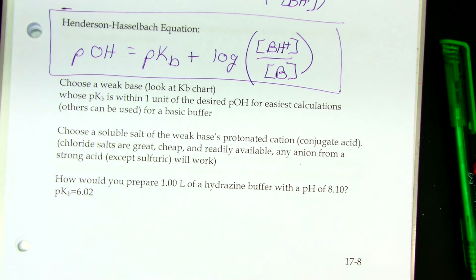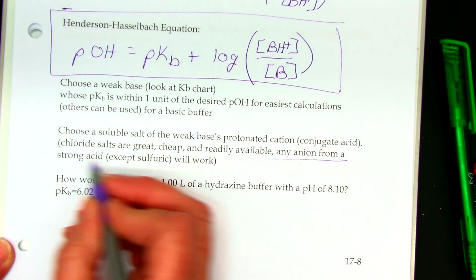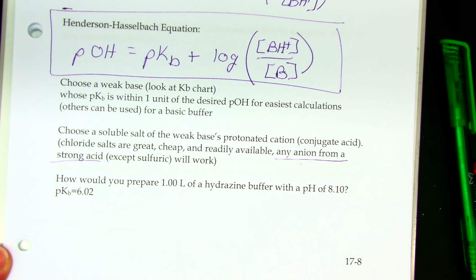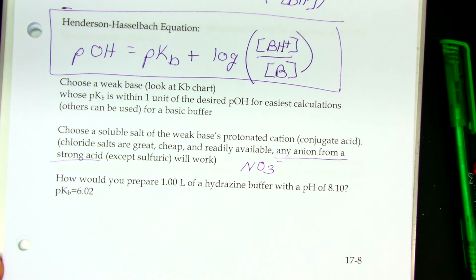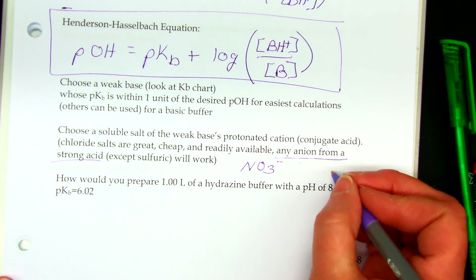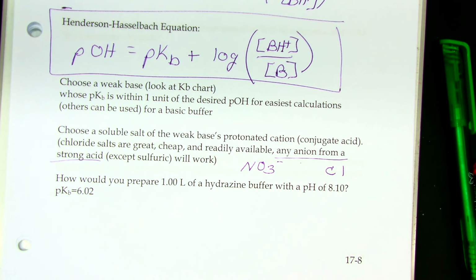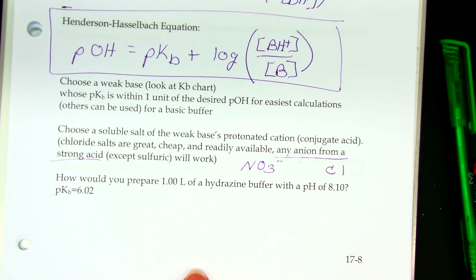Chloride salts are cheap, they're readily available, and they work most of the time. You want to avoid chlorides if you're going to have silver, lead 2, or mercury in your samples because that can cause precipitations. Any anion from a strong acid except sulfuric will work. So if you want something that works always, choose nitrate. Nitrate will always work and it's reasonably available. I like to use chlorides just because it's only one atom to add in the mass and they're pretty much readily available. Chlorides are cheap salts.